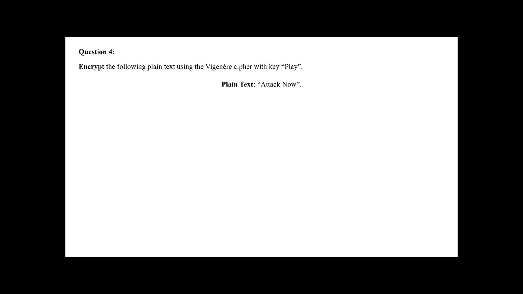And we have the plain text attack now. So let's start thinking about our givens. We have a key, and the key here is not a number anymore, and we have the plain text which is attack now. How can we use these givens in order to come up with a ciphertext?